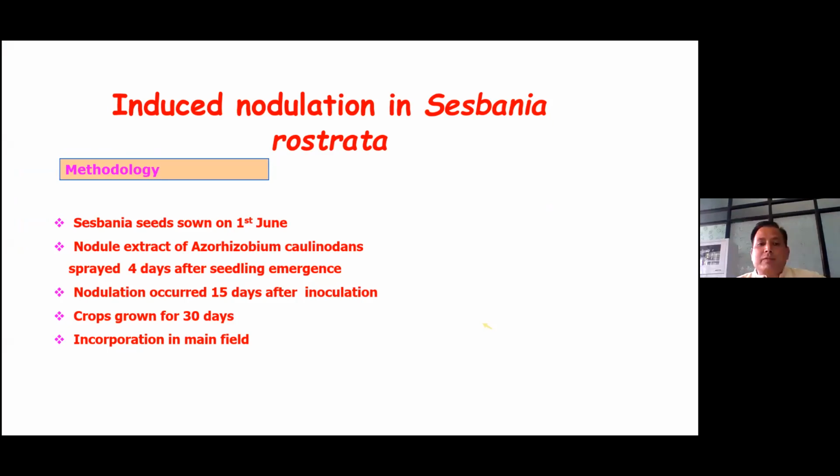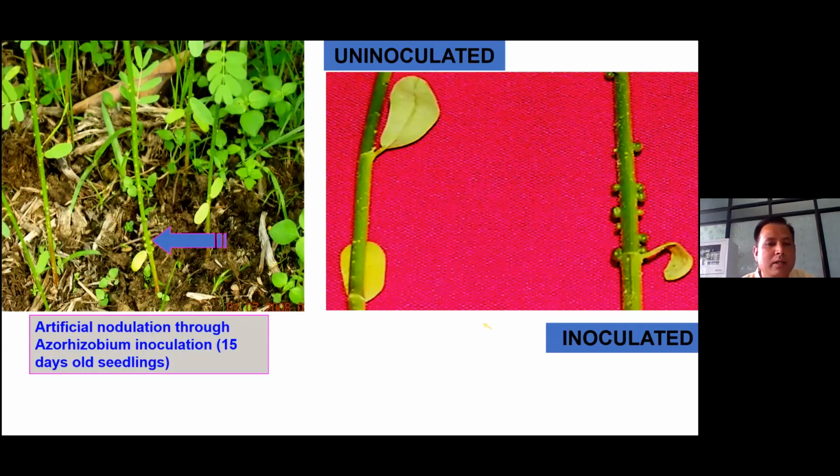After 4 days of seedling emergence, we can apply the nodule extract of Azorhizobium. And we will see the nodulation after 15 days. We can grow this crop up to 30 days, and then we can incorporate it in the main field. Here you can have a look at how effective this induced nodulation is. In the first slide, you can see it without the addition of the Azorhizobium extract, and in the second, it is the induced nodulation.